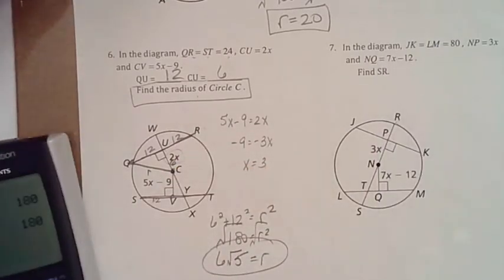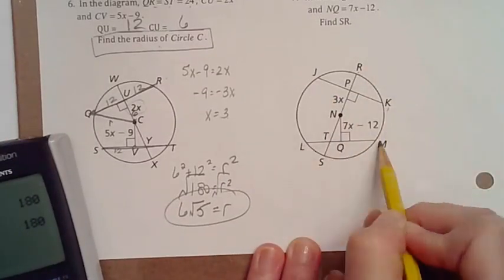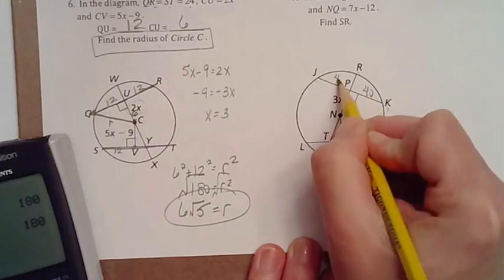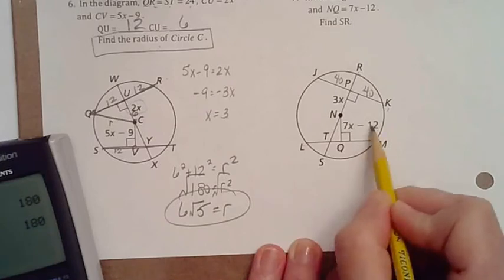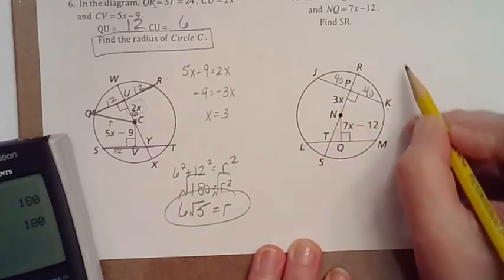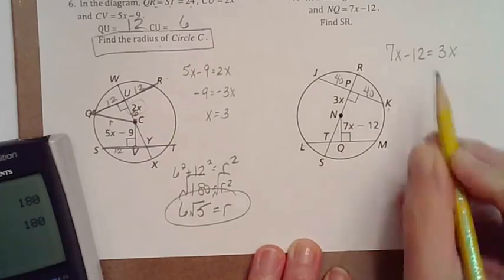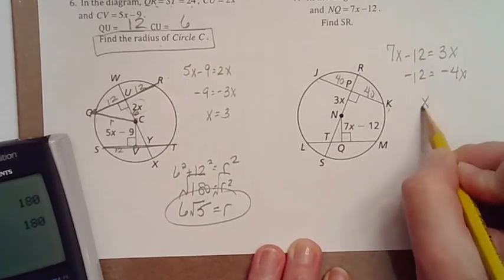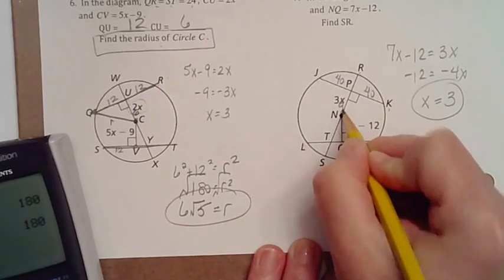Last guy, let's see how quickly I can do this. So these two segments are not only equal to each other, they are 80. So this one is 40, and that's 40 also. And since they're equal to each other, they are equidistant from the center. So 7x minus 12 is equal to 3x. Negative 12 is equal to minus 7x to the other side. Divide by negative 4. X is 3, so this side is 9.